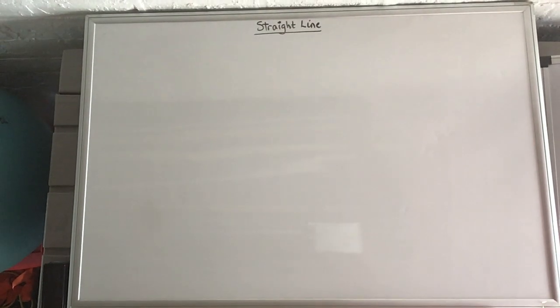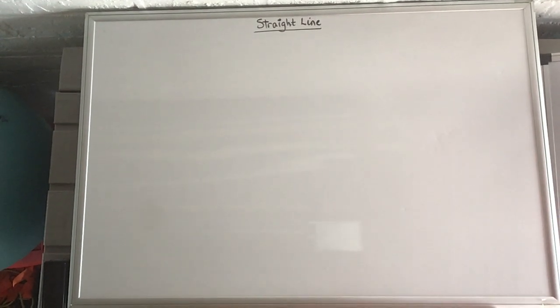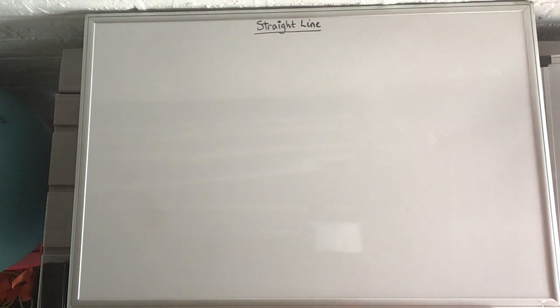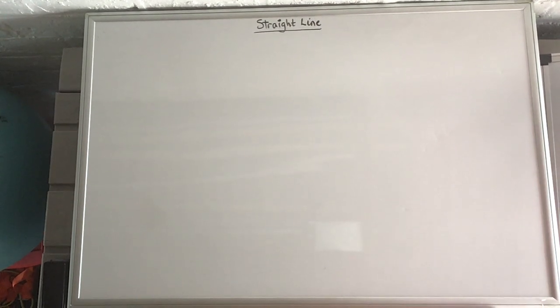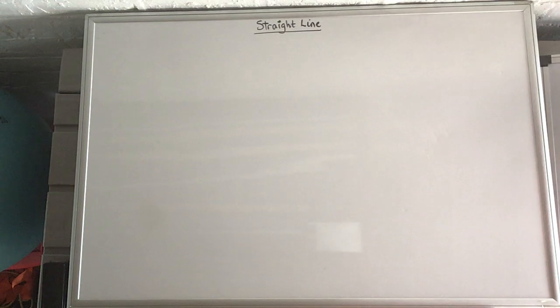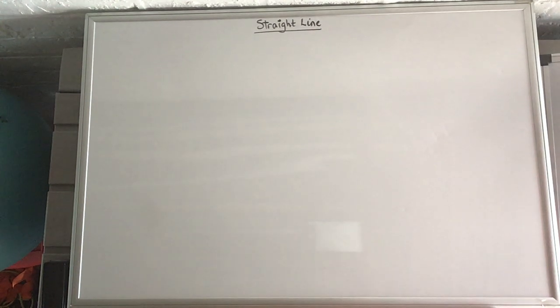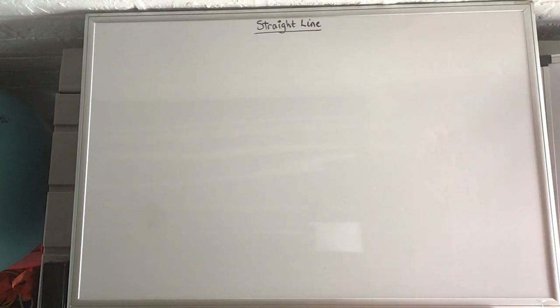Okay, today's lesson is the National 5 straight line topic. We'll cover the equation of a straight line, how to draw it, and things to work out, like the gradient and the y-intercept, that type of idea. Okay, straight line.